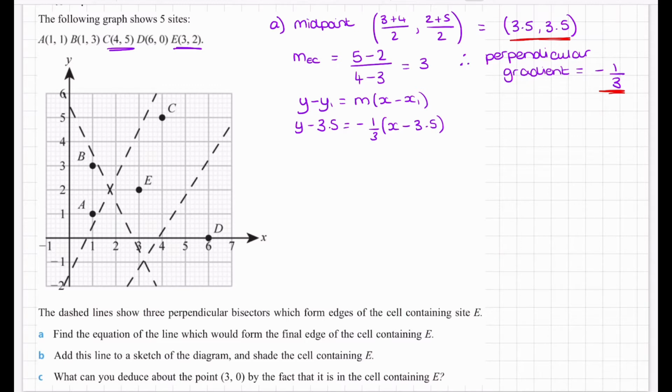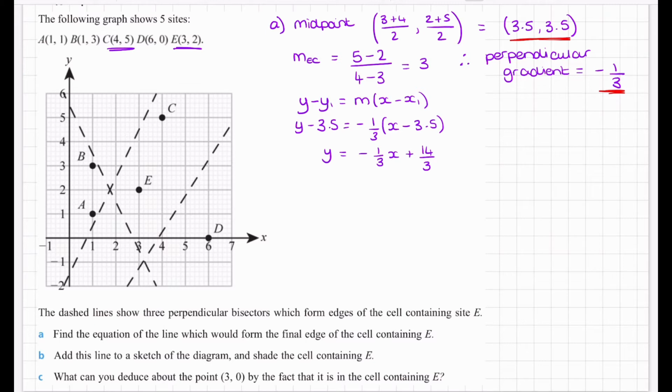Now that's an appropriate equation of a line, especially for the IB. You can rearrange it so it's y equals mx plus c, and if you did that, you would get y equals negative 1/3 x plus 14 on 3. And that's the equation of our perpendicular bisector.